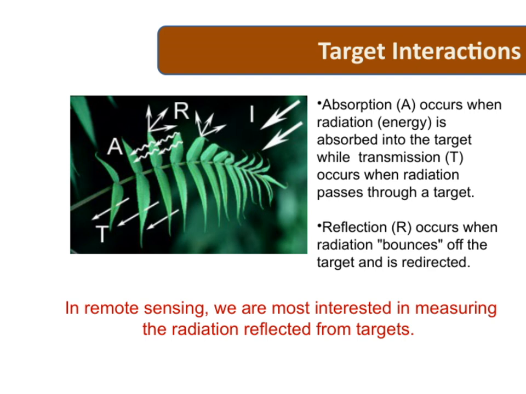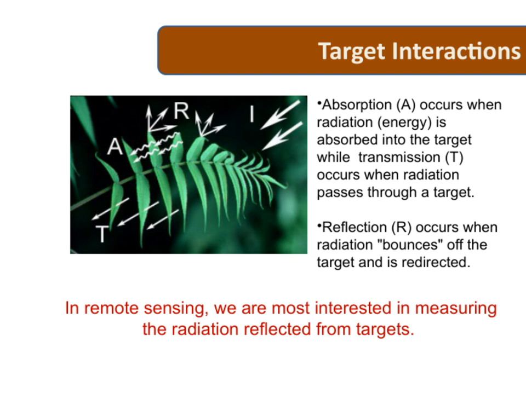Then there's transmission, or T, which occurs when radiation passes through a target without being absorbed. Imagine the radiation sneaking right through an object, like sunlight passing through thin clouds or transparent materials. Finally, we have reflection. Labeled as R, reflection is when the radiation hits the target and bounces off, redirecting in a different direction. This bouncing or redirection is crucial because it's often what sensors detect and analyze.